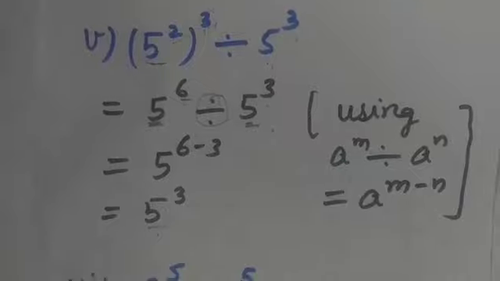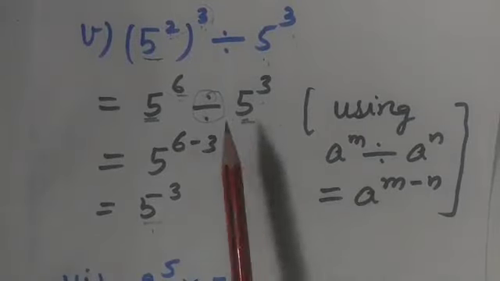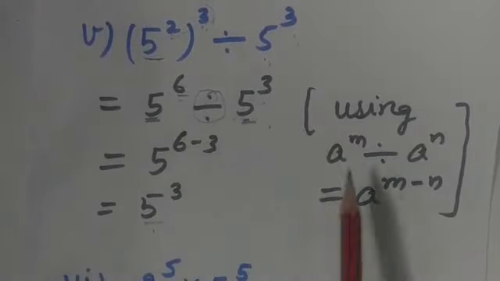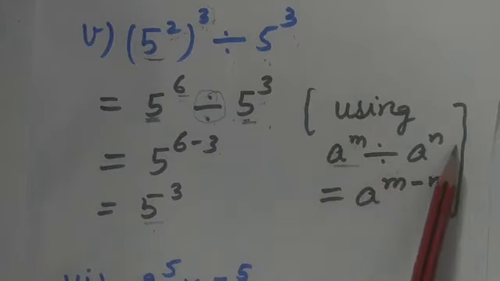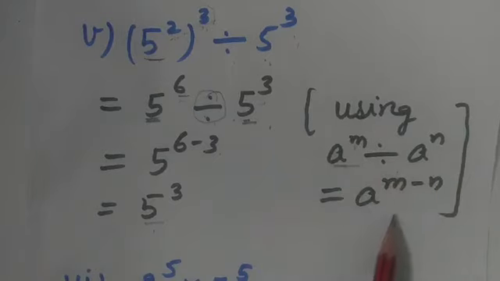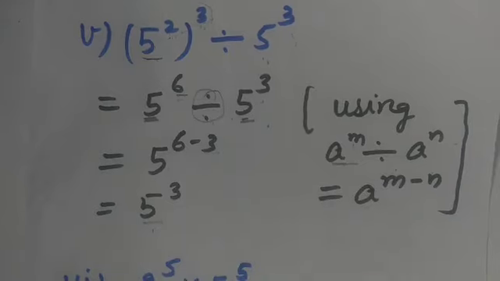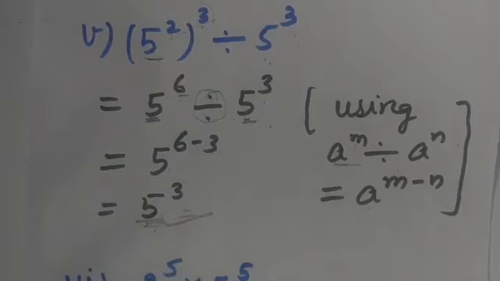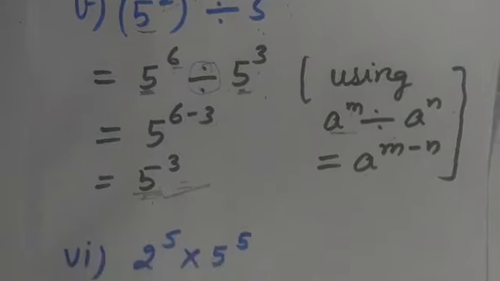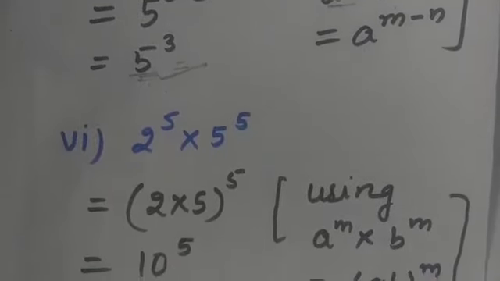And you have to mention which law you have used. So I have used this law: a raised to the power m divided by a raised to the power n is equal to a raised to the power m minus n. No need to solve it further because we have to give the answer in exponential form. So this is the answer of part fifth. Now come to part number 6.